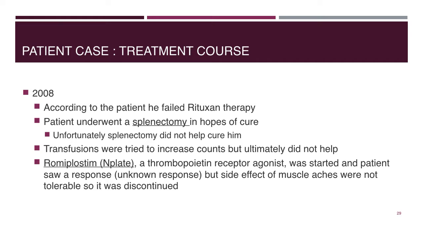Going back to our patient, in 2008, according to the patient, he failed Rituxan therapy. He also underwent a splenectomy in hopes of cure, but unfortunately it did not cure him. They tried transfusions to increase his counts, but it ultimately did not help, and so the patient was started on Nplate, and he saw a response, although we don't know what this response was. But the side effects for him were not tolerable, and so it was discontinued.